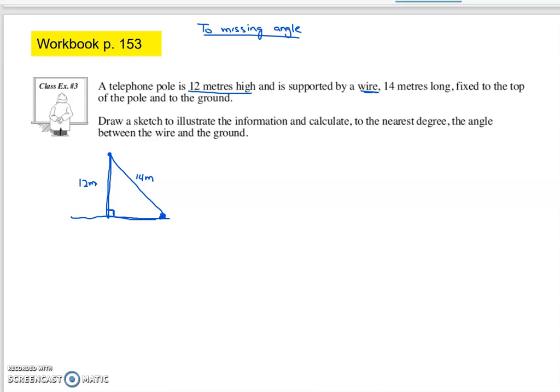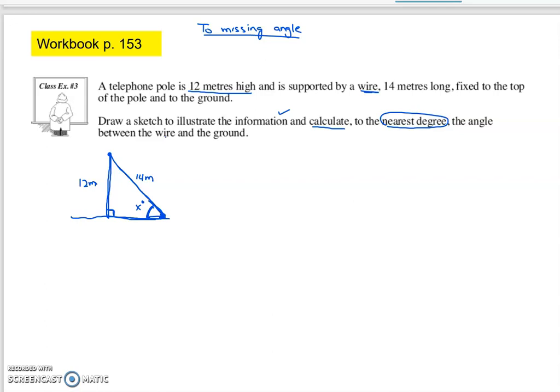And what is the question they're asking us? They're saying draw the sketch to list information. We've done that. And calculate to the nearest degree. So they must be talking about an angle here. The angle between the wire and the ground. So here's my wire, and here's the ground. So they're asking for this angle here. So let's call that angle X. So we're looking for this angle X.